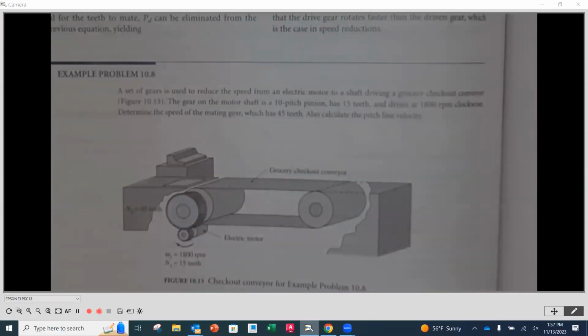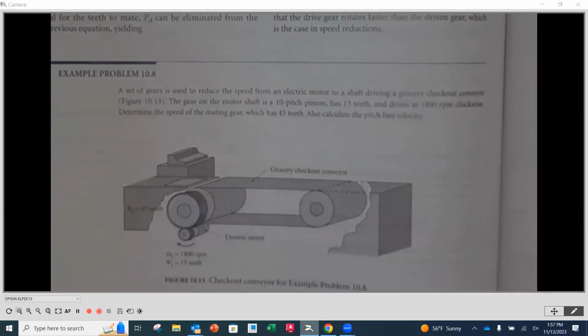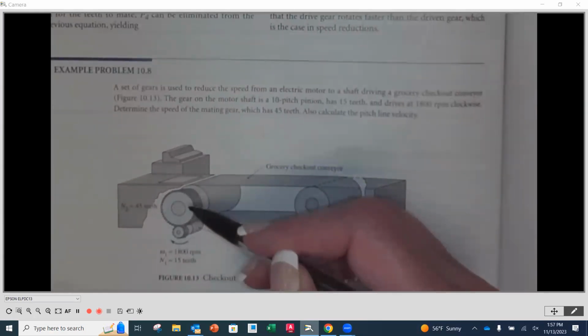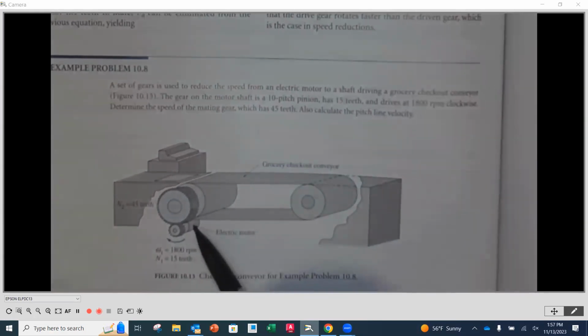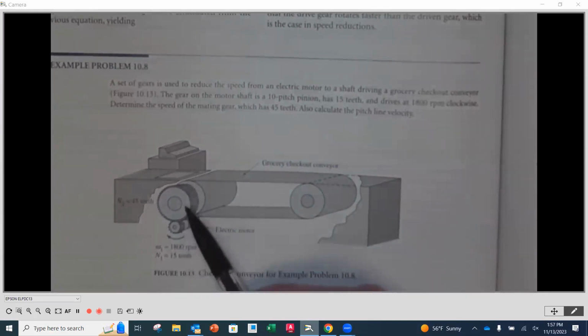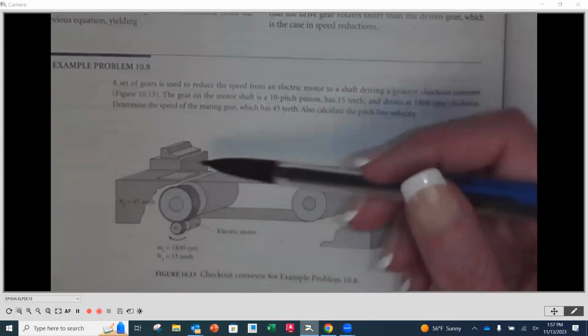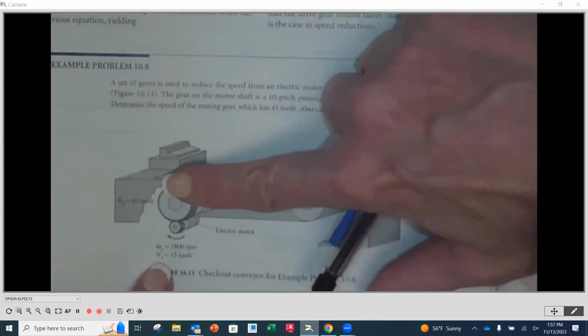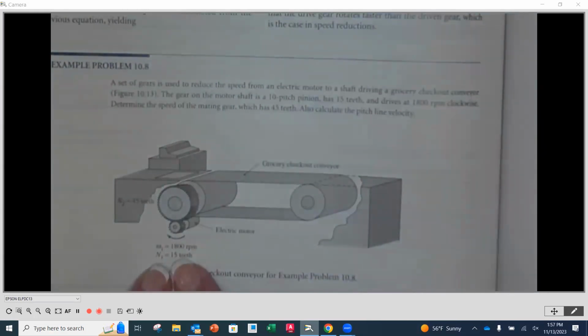Here we have a set of gears used to reduce the speed of an electric motor to a shaft driving a grocery checkout conveyor, as we see down here below. So the drive that we're interested in is right here. Coming off the electric motor, we have a small gear, a pinion, in engagement with a larger gear, the gear of the set. So pinion and gear. And the number of teeth for each, respectively, is going to be 15 for the pinion, 45 for the gear. Probably see it a little bit better in your book.